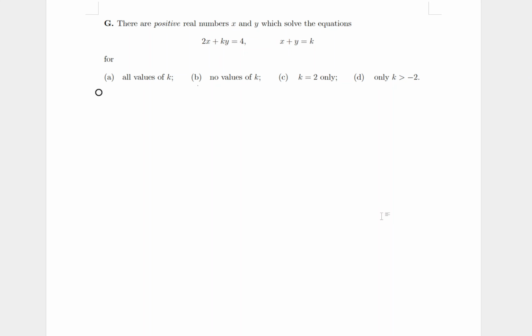Okay, so question 1G. So they're positive. Okay, that's in italics. Great. Positive real numbers x and y, which solve the equations 2x plus ky equals 4 and x plus y equals k, for what values of k? Fine, cool question. All right, so simultaneous equations again.